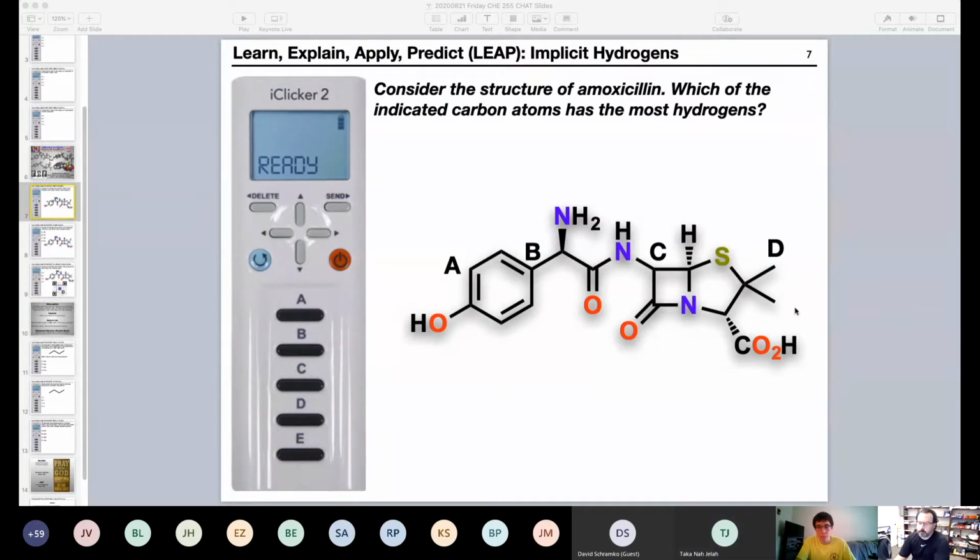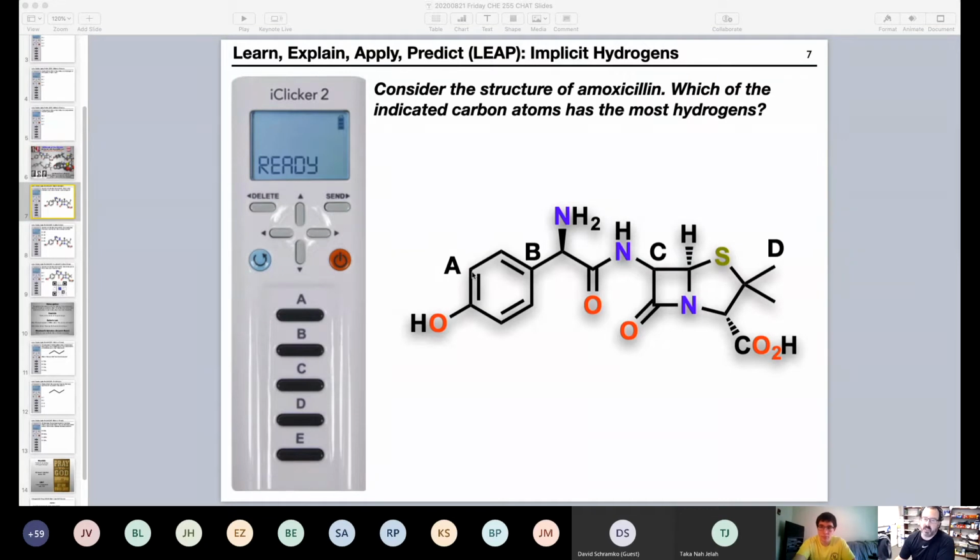So how many hydrogens are on carbon A? 1. What about B? 0. C? 1. And then D has 3. So what is this question asking you? It's asking about implicit hydrogens. We said that carbon always has 4 bonds. So A, B, C, and D are all different bonding patterns of carbon.